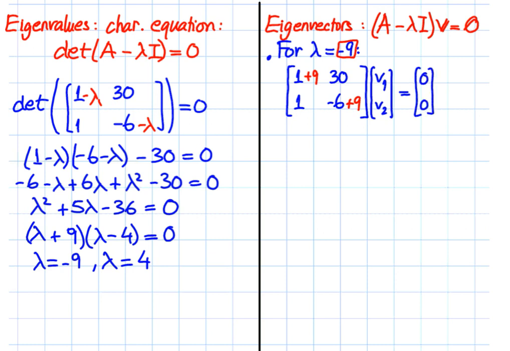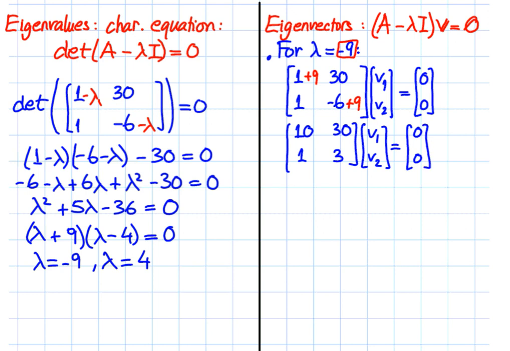Right? So rewrite this matrix. We should have 10, 30, and 1, and 3, times v1, v2. Right. This is a 2 by 2. It should be easy. We see that right away.